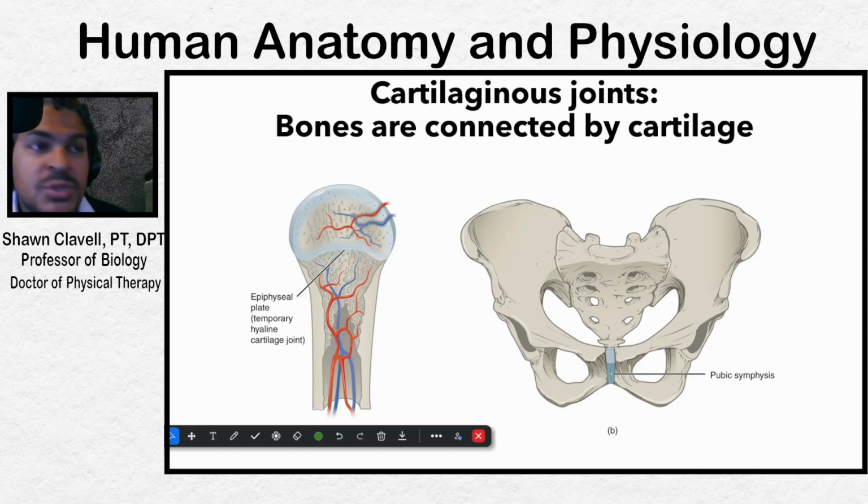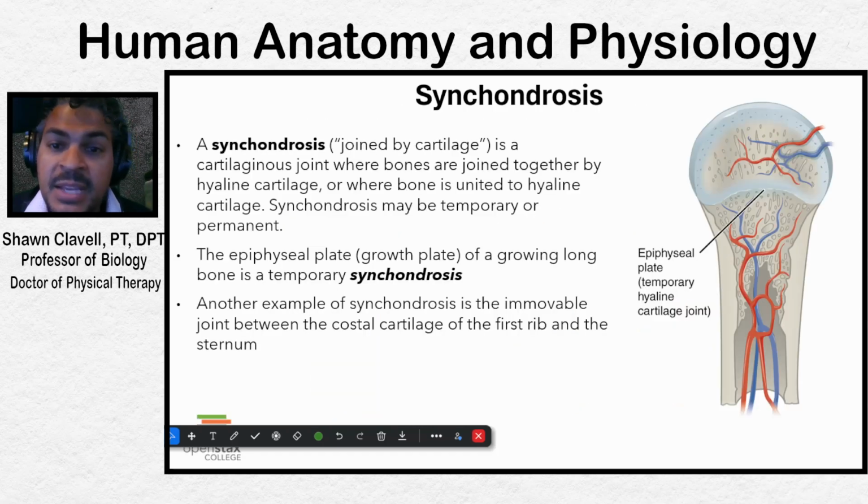Now, cartilaginous joints are held together by cartilage. There are two specific types of cartilage: hyaline cartilage is a big one, and then fibrocartilage. A synchondrosis is a joint where bone is held together by hyaline cartilage.